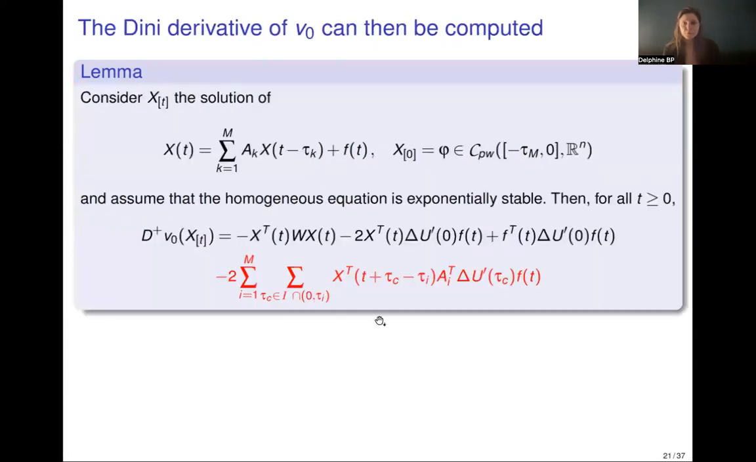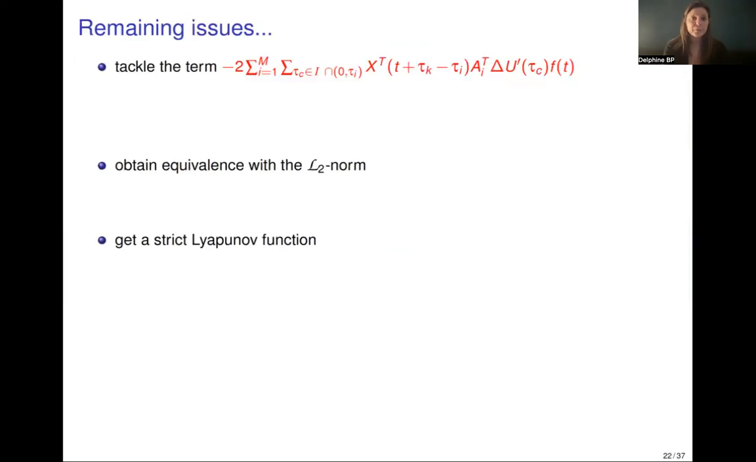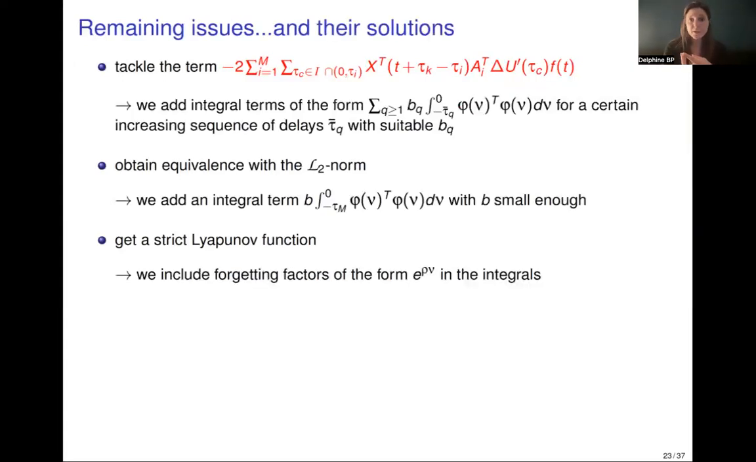So here, to bound the red term over there, you can put the sum of the delta U prime tau c outside of the sum, and you can use Young's inequality. So those are the issues that were remaining. We had to tackle this red term. This we did, as the sum is finite, by adding integral terms of L2 norm with a certain sequence of delays and suitable decay to bound all of these pointwise delay terms of x.